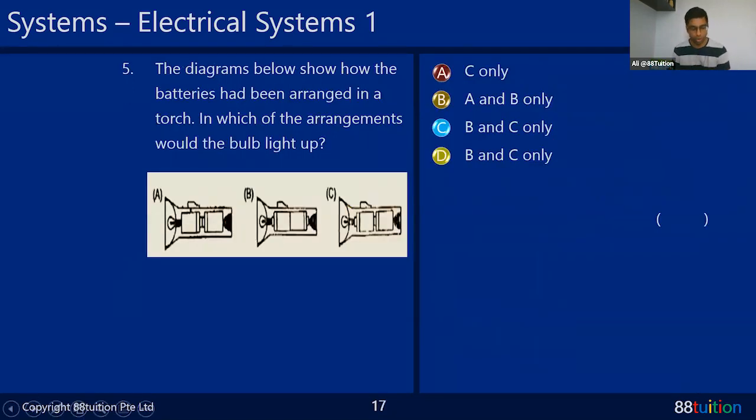Diagrams below show how the batteries have been arranged in a torch. Which of the arrangement will the bulb light up? This is the same as question 1, so you guys can go very fast. All you have to do is see whether the contact is correct or not. Is the bulb touching at the right metal contacts? Is the battery touching at the right metal contacts? Is it touching at the positive terminal, negative terminal, or anyhow touching anywhere? And lastly, if they're all connected correctly, you ask your questions.